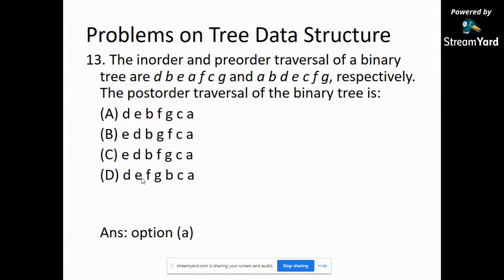The in-order and pre-order traversal of a binary tree are respectively given. The post-order traversal of the binary tree is. So what we have to do is the in order and pre-order traversals are given to us. By looking at in order and pre-order traversal, we have to draw the tree, and then we have to traverse it in post order, and then we have to compare it with the options which are given to us.